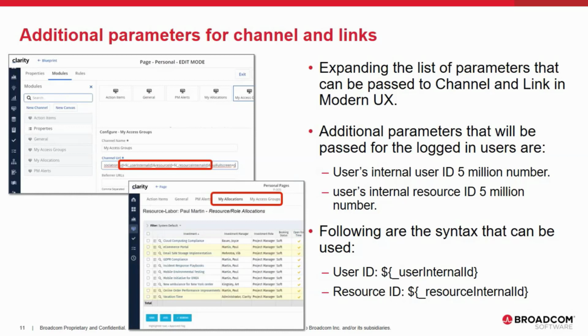Moving forward, starting 16.0.2, we will now support 2 additional parameters that can be passed to channels or links. These 2 parameters are the user's internal user ID, the 5 million number, and the user's internal resource ID, the 5 million number. The syntax for those 2 is on your screen, where you can pass the user ID using user internal ID with a capital I, and the resource ID would be resource internal ID with the capital I's.